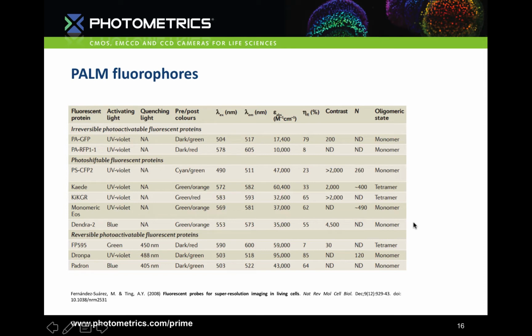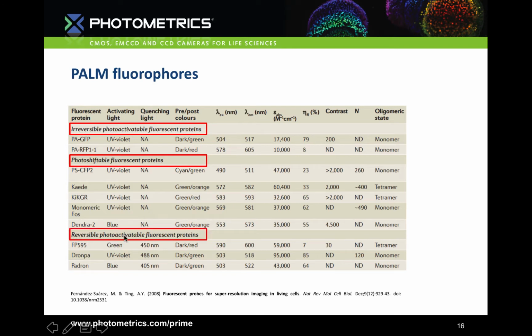So let's have a look at the fluorophores first. Fluorescent proteins that are used for PALM super resolution imaging can be divided into three classes. Irreversible photoactivatable fluorescent proteins, whose fluorescence can be turned on with light of a specific wavelength. Photoshiftable fluorescent proteins, whose fluorescence excitation and emission spectra shift following illumination. And reversible fluorescent proteins, or photoswitching fluorescent proteins, whose emission can be reversibly switched on and off.